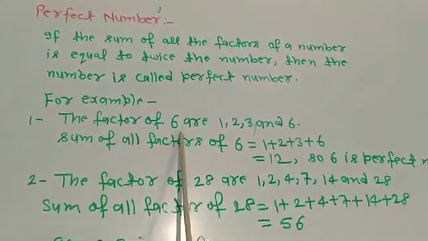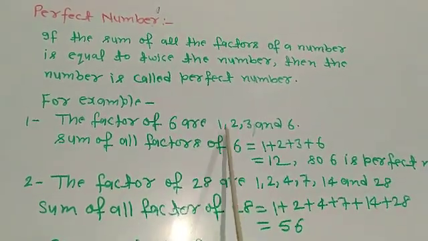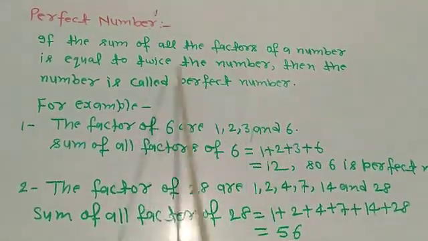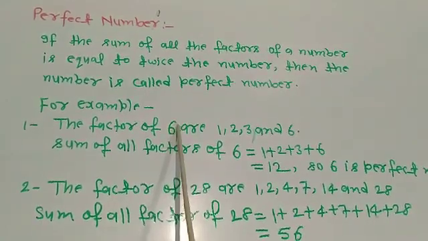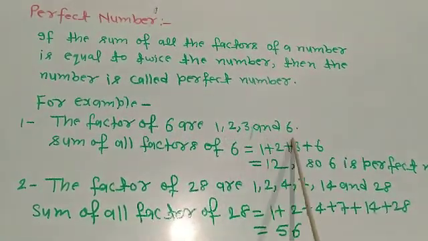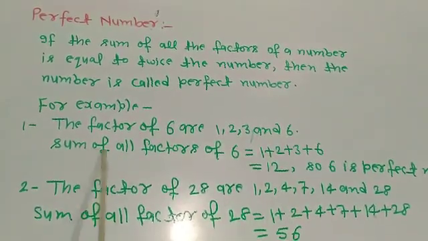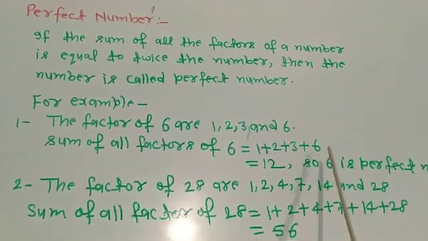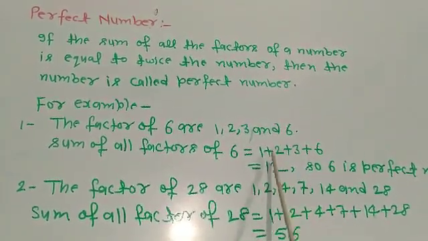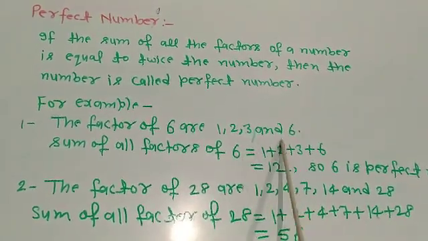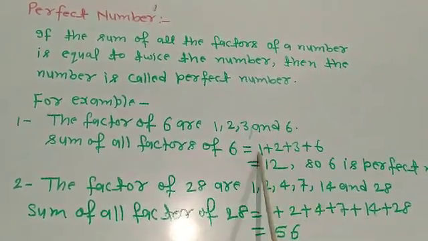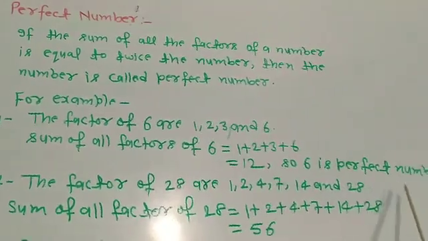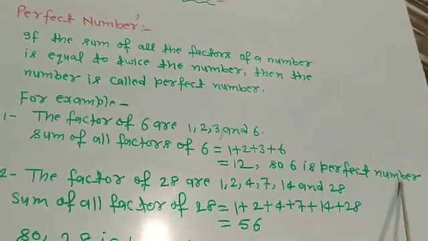The factors of 6 are 1, 2, 3 and 6. So the sum of all factors of 6 is 1 plus 2 plus 3 plus 6, which is 12. 12 is twice 6. So 6 is a perfect number.